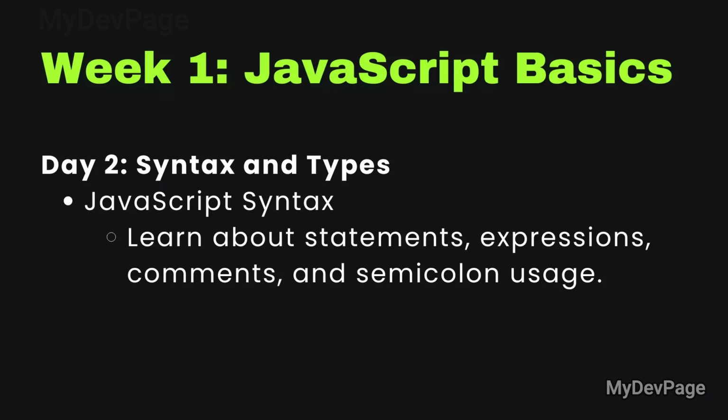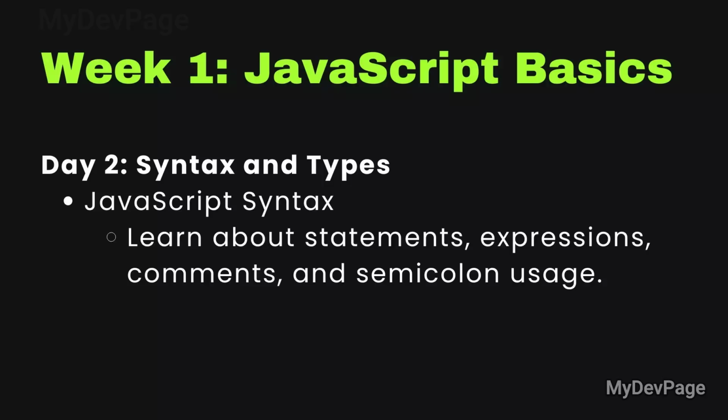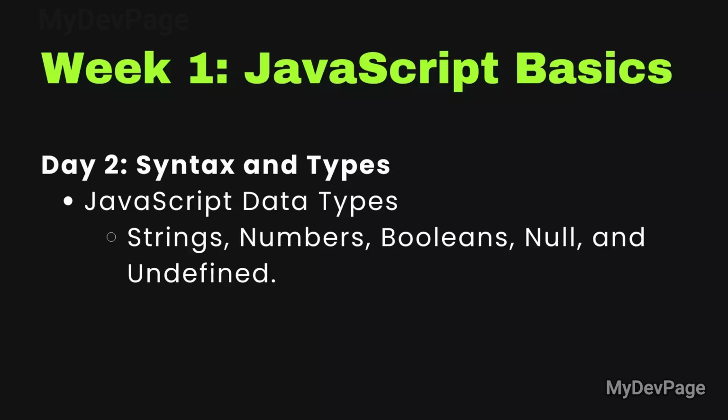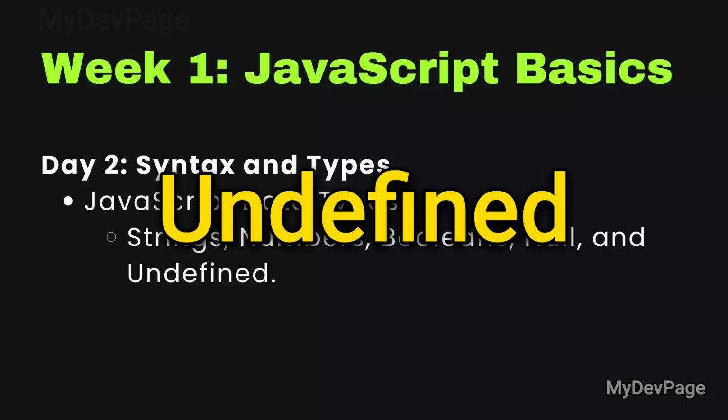Day 2, syntax and types. Learning JavaScript without getting used to the syntax is a bad move, so first learn about basic statements, expressions, comments, and when to use semicolons. Look at some JavaScript code and get your brain prepped for it. As you look at the syntax, you'll also learn about the different data types. Focus on the primitives like strings, numbers, booleans, null, and undefined.